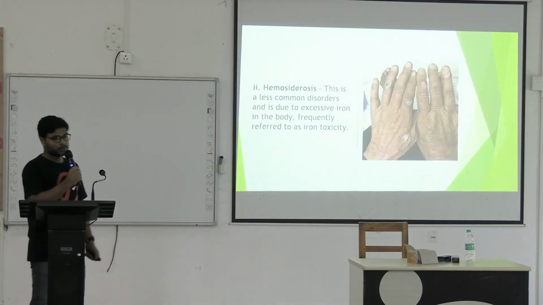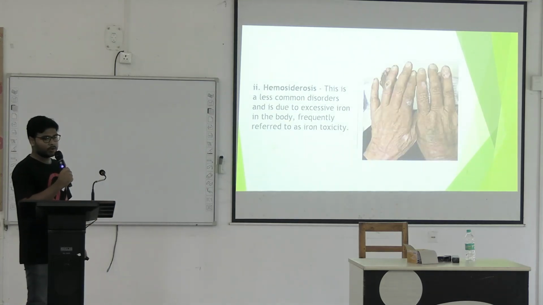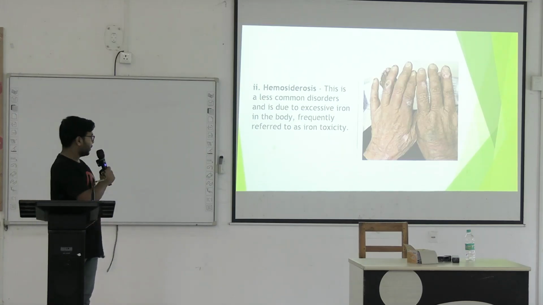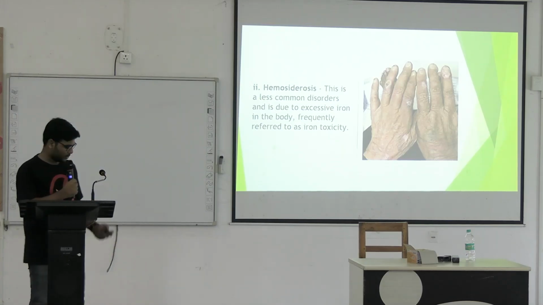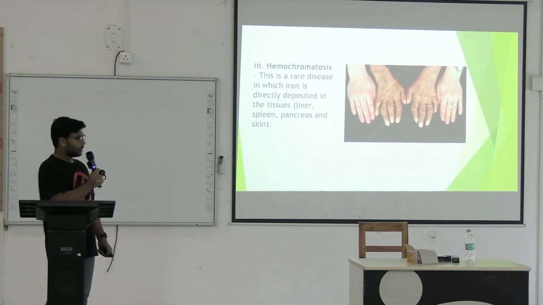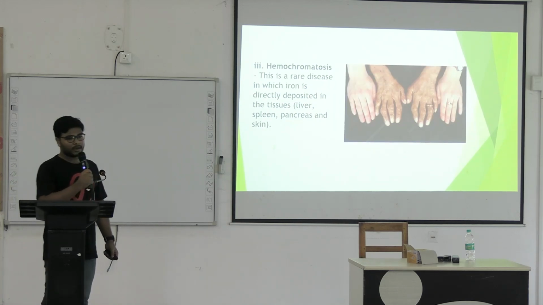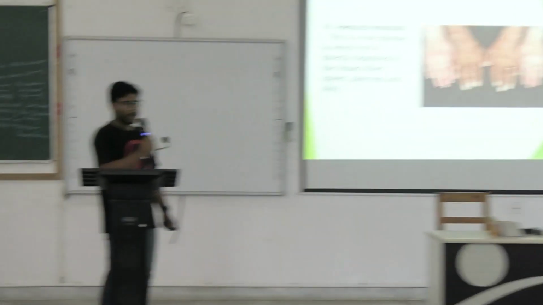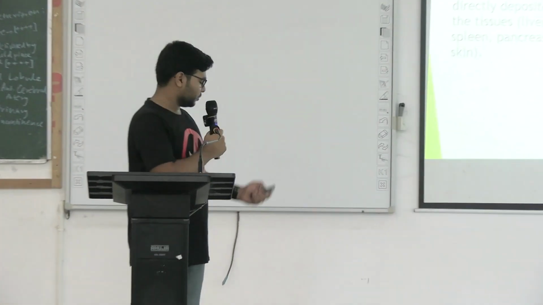Next, hemosiderosis. This is a less common disorder and is due to excessive iron in the body and is frequently referred to as iron toxicity. And lastly, hemochromatosis. This is a rare disease in which iron is deposited directly in tissues like liver, spleen, and pancreas. Bronzed pigmentation of the skin, liver cirrhosis, and pancreatic fibrosis are the common manifestations of this disorder.